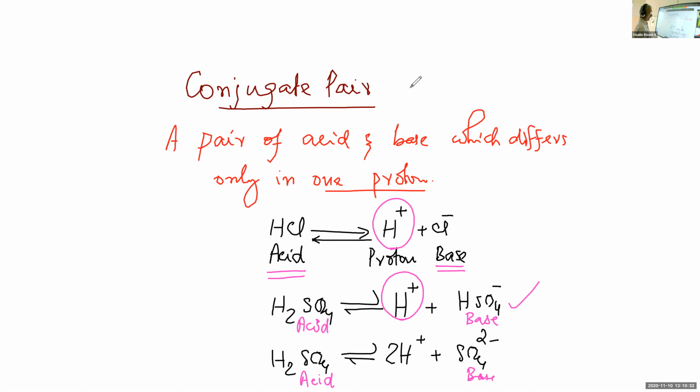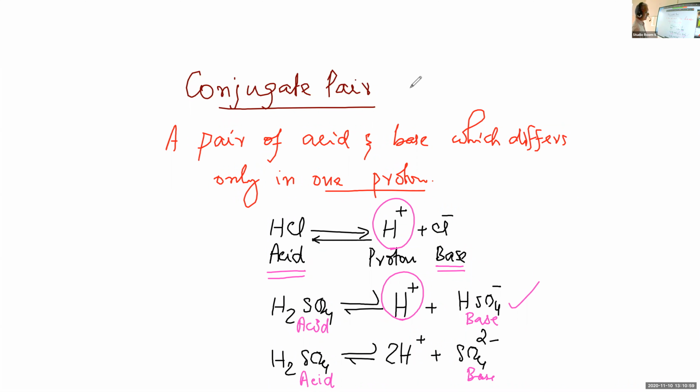While in the second case, we have a pair of acid and base, but the difference between the acid and base is not one proton. The difference is 2 protons. So H2SO4 and SO4 minus 2 is not a conjugate pair.